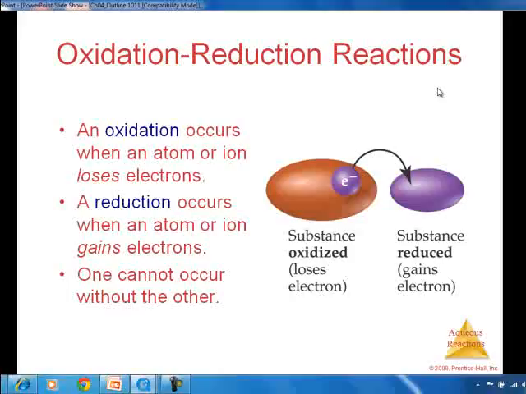Okay, so keeping that in mind, a reducing agent undergoes oxidation. An oxidizing agent actually undergoes reduction. And yeah, you need to keep that straight.